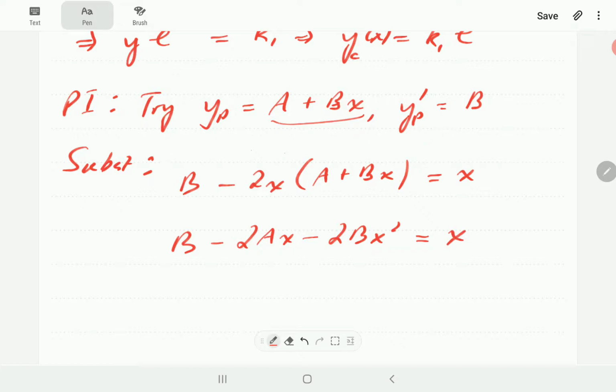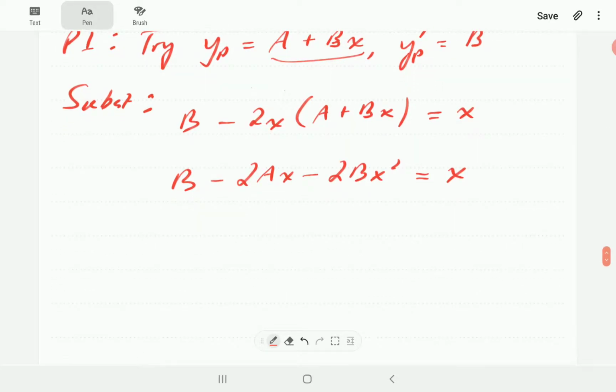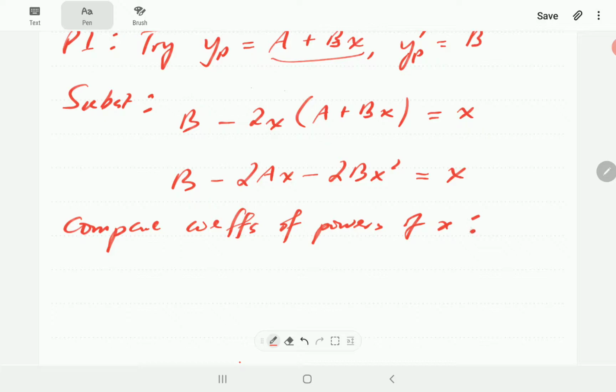So we've got a polynomial on the left hand side and a polynomial on the right hand side. If the two sides are equal, then the coefficients must be the same. So that's exactly what we're going to do. We're going to compare the coefficients of the powers of x. So if we start with x squared, on the left hand side, the coefficient of x squared is minus 2b.